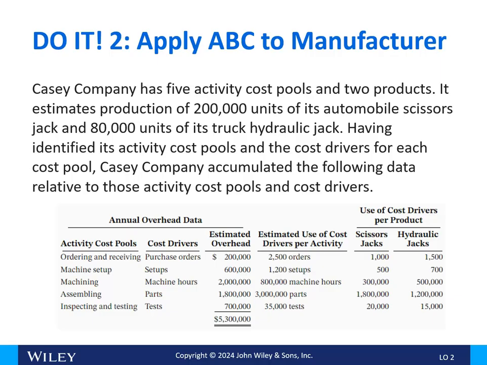And then we break that into our different products, in this case just the 2 products. So the orders are split: 1,000 for the scissor jack, 1,500 for hydraulic jacks, and so on for the 5 activity cost pools.